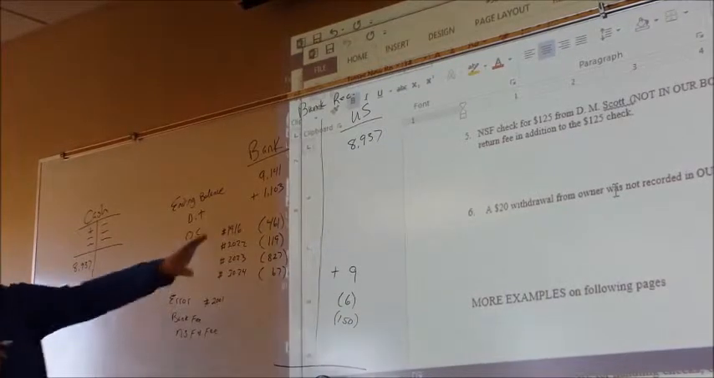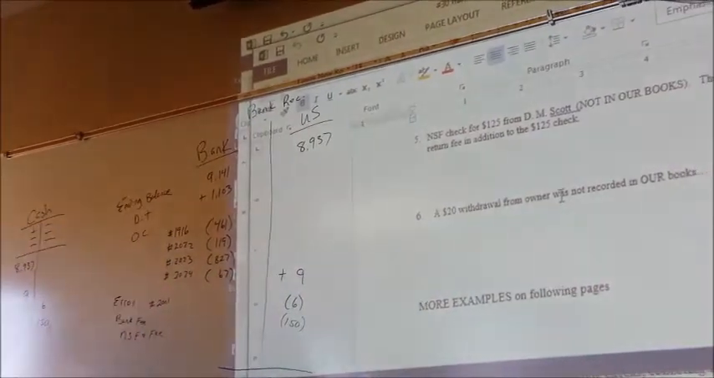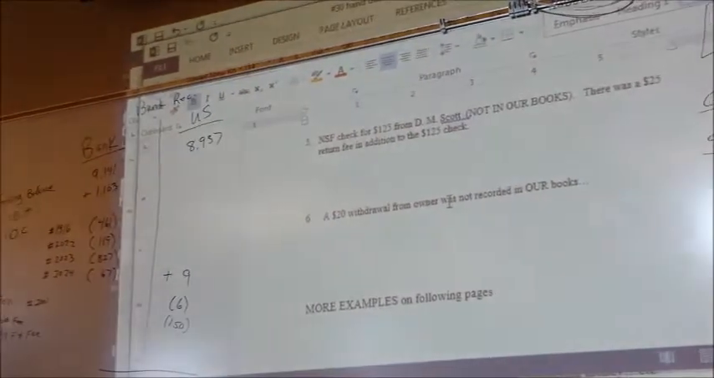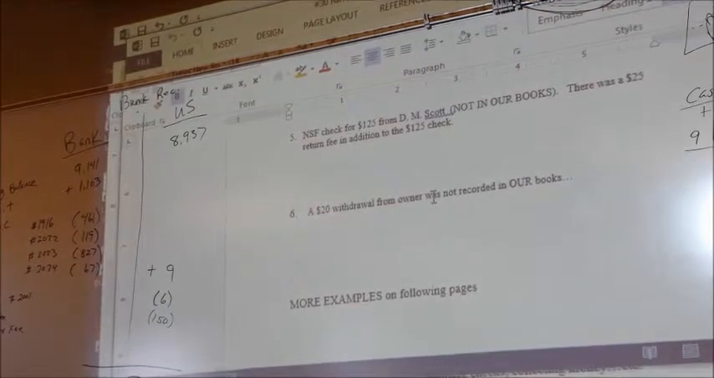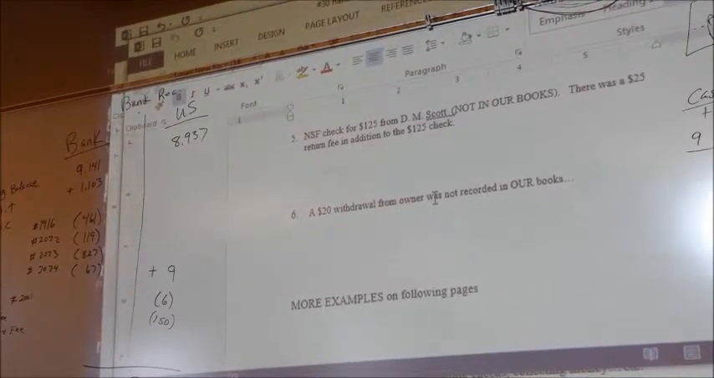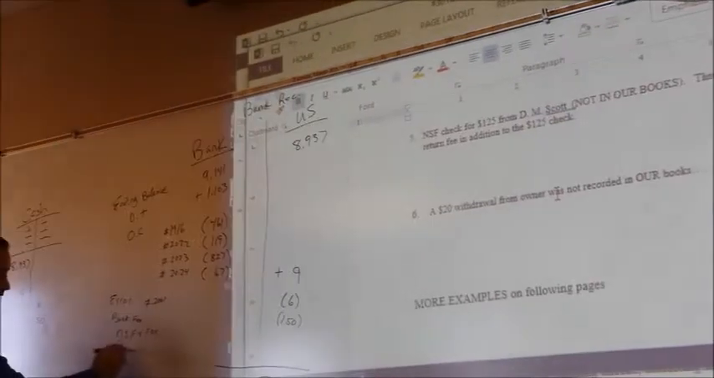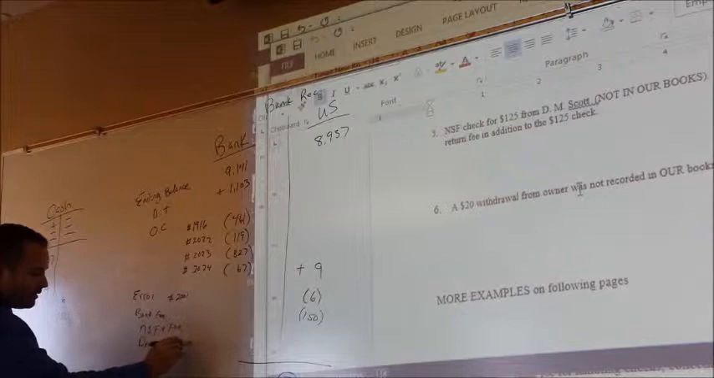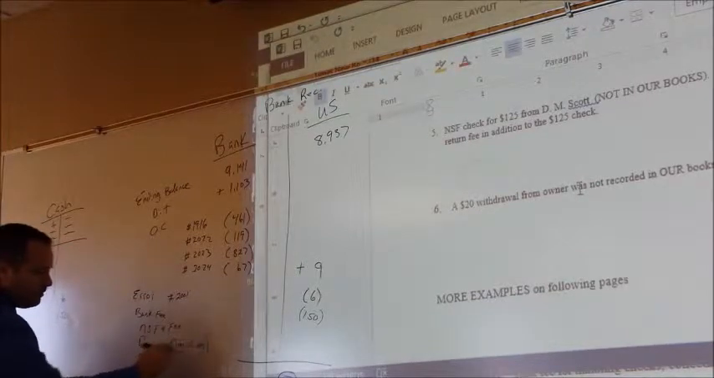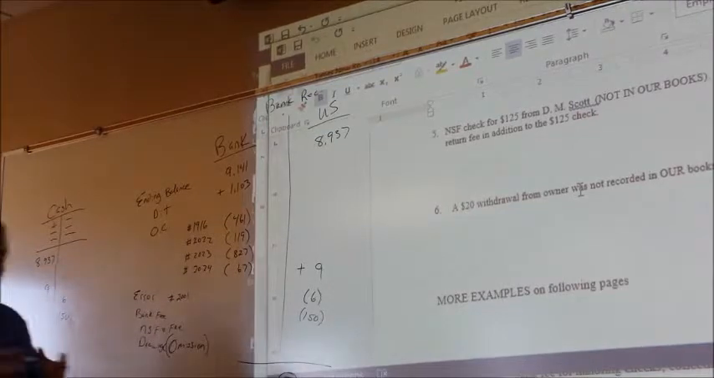Last one we note, we see that there's a $20 ATM withdrawal. It's not showing up in any of my journal entries that I had a withdrawal from the owner. I need to put that on here. I need to show that I had a drawing, or you could put omission if you wanted to. Either way is okay. I had an omission, a drawing omission that I forgot to put down.